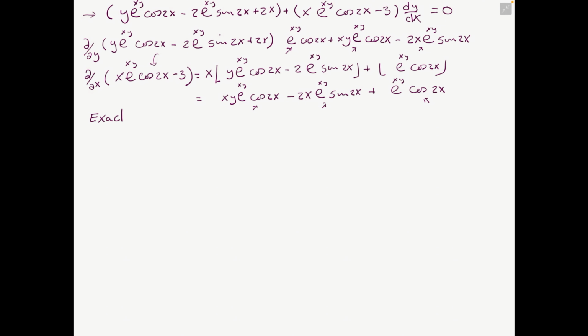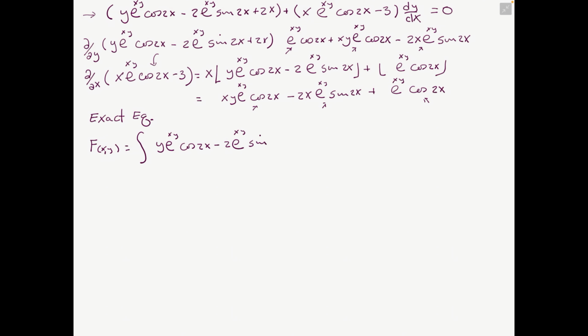(2x). Let's see what we got here. Yes, this term, that term, and that term are the same. This and this are the same. This and this are the same. So we have an exact equation. Now, all we have to do, and this is the simple part, is integrate for the solution.